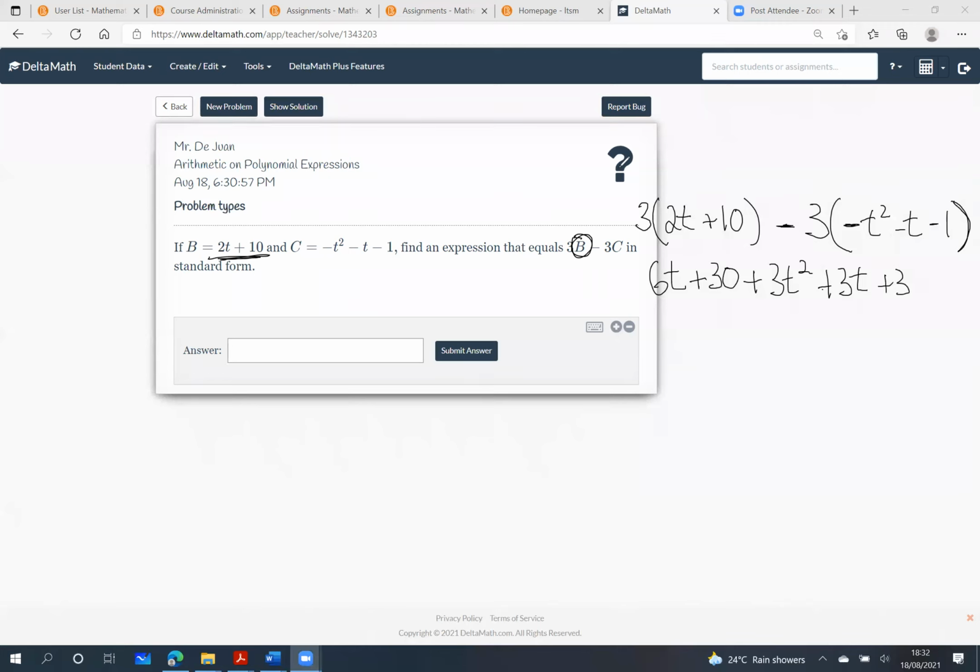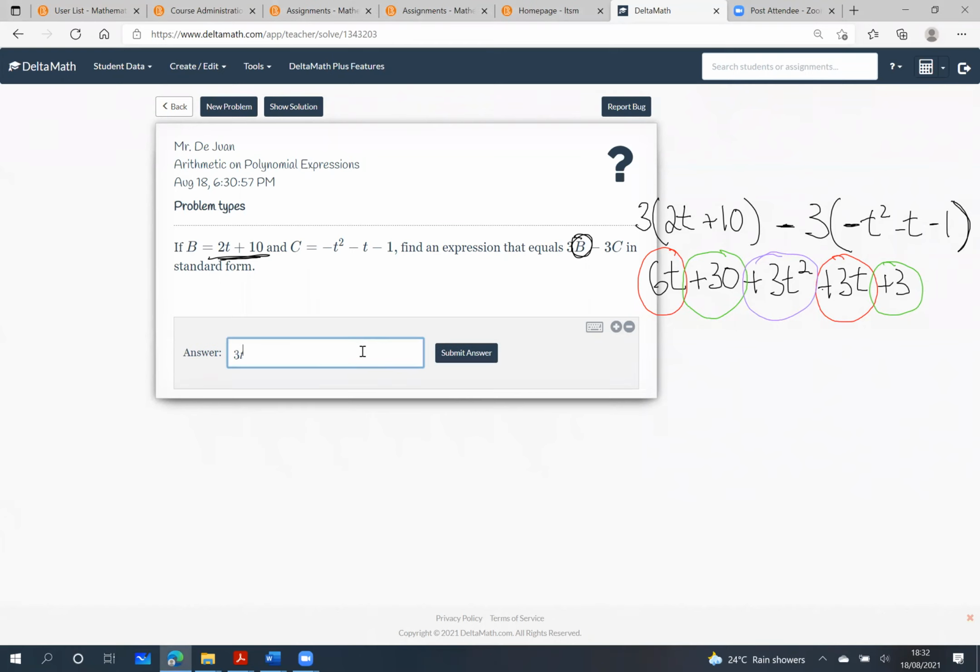See how much easier it is when you go slowly. 6t. Do we have another? Yeah, look at that. Part of the same family. 3t. Let's choose another color. Let's go with green. Plus 30 and plus 3. And of course, all on its lonely self is plus 3t squared. So let's write this down the way we have it. 3t squared. 6 plus 3 is 9t. And 30 plus 3 is plus 33.